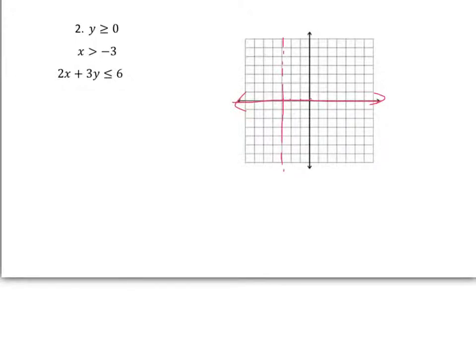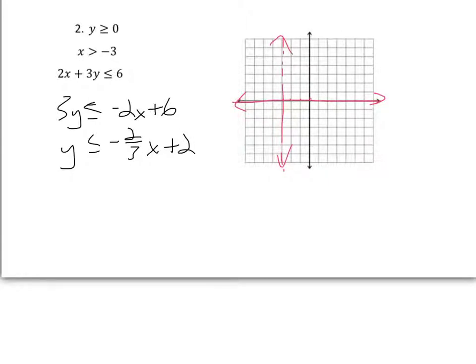Remember, every x equals graph is a vertical line, and a y equals graph is a horizontal line. And we're going to be shading to the right on that one, because greater than negative 3 is going to be to the right. And lastly, 2x plus 3y is less than or equal to 6. We need to convert that to y equals mx plus b so we can graph it. So we'll have 3y is less than or equal to negative 2x plus 6, and divide both sides by 3 to get y is less than or equal to negative 2/3 x plus 2. And we'll graph this one.